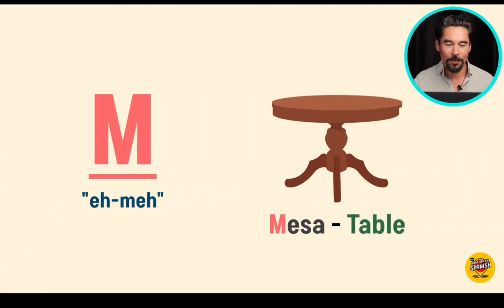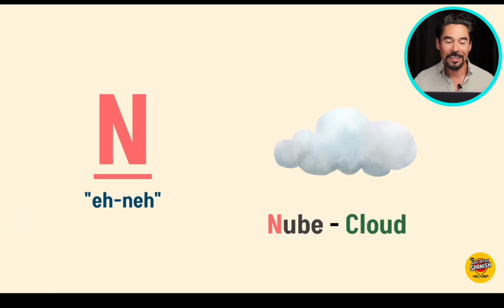Okay, next we have the M. In Spanish it is M. And we take a look at the word mesa. Mesa, table. Very simple, no special rules with the M. Next we have N. And the word we have to associate with that is nube. Nube, cloud.